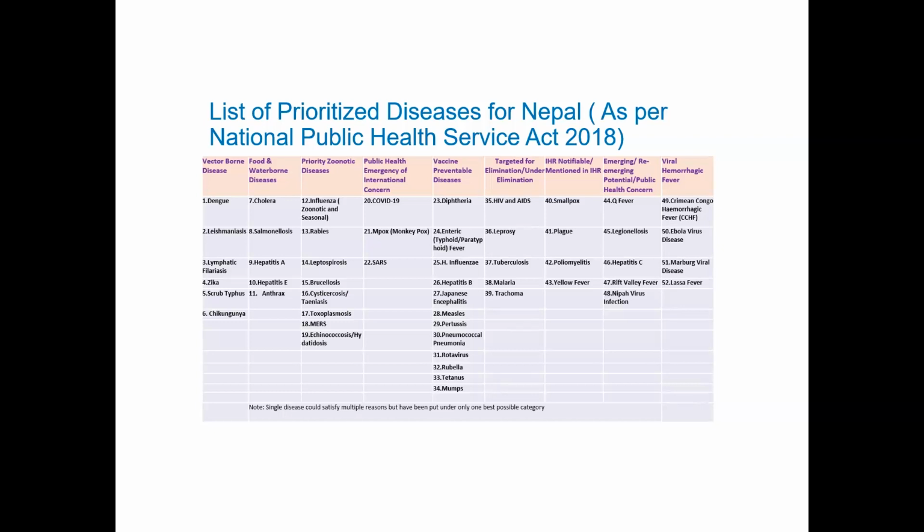We have prioritized 52 diseases, and we are customizing our SORMAS tool to include all these 52 diseases, so that we can cover almost all diseases of public health importance for surveillance. We can incorporate them in the SORMAS tool. So we are working on that.